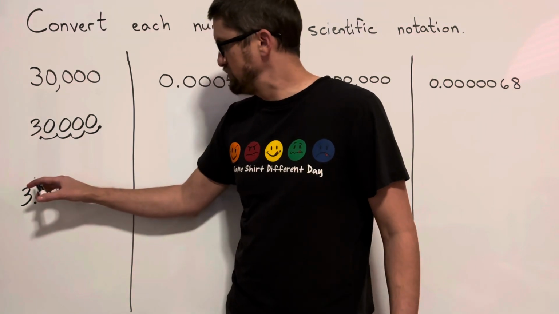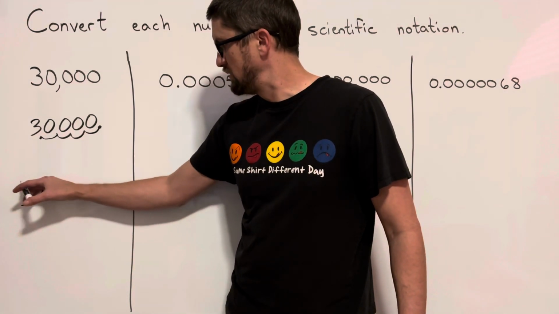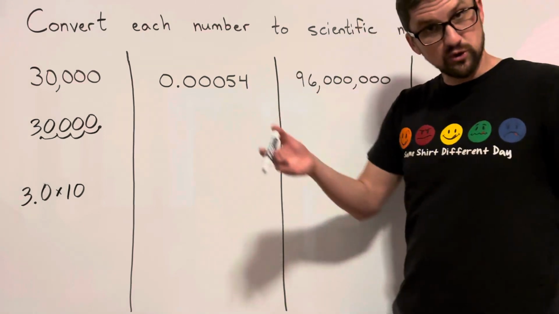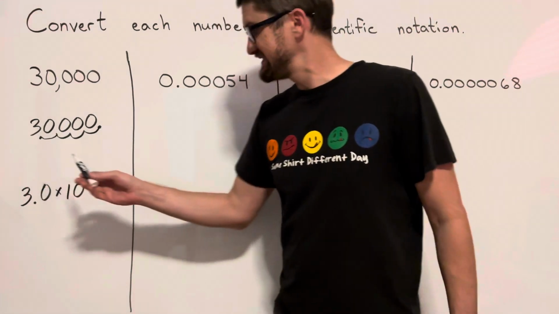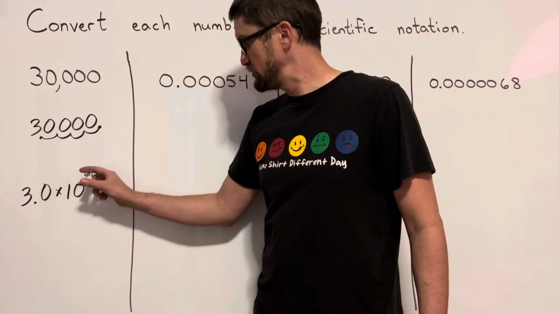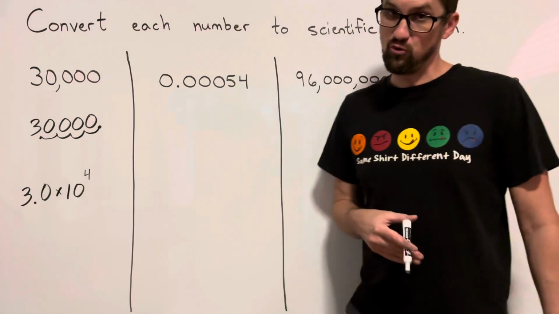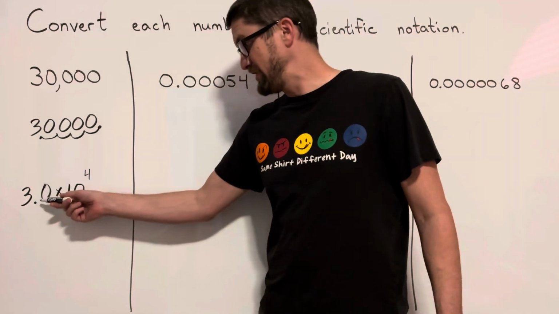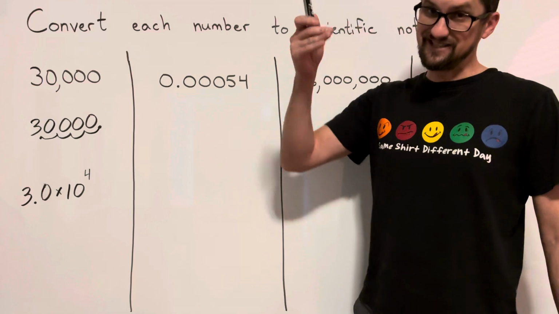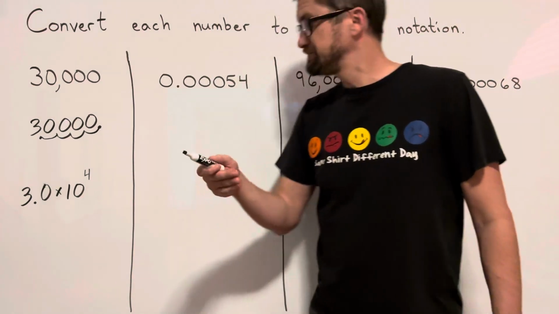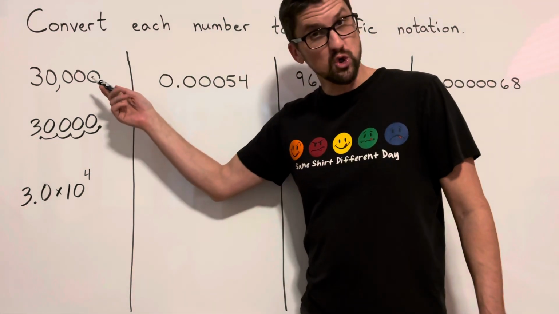So each time you move the decimal, that's a multiple of 10. And I moved it 4 spaces, that's going to be 10 to the 4th. That's like multiplying by 4 tens. So if I take 3 and multiply it by 10 and then multiply by 10 again, and then 10 again, and then 10 again, I'll end up with 30,000.